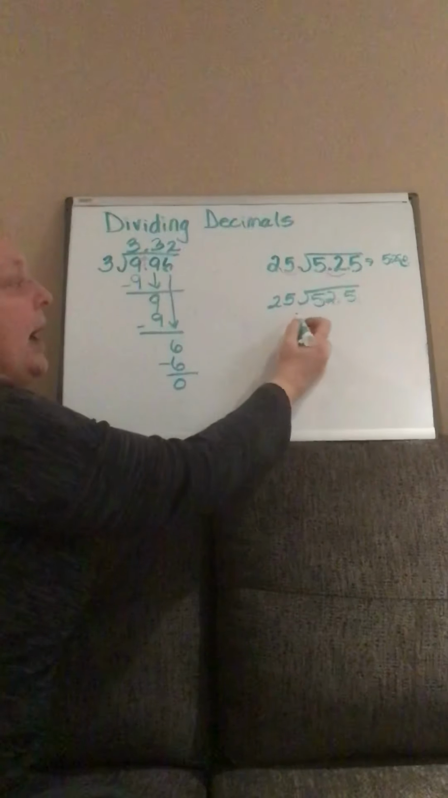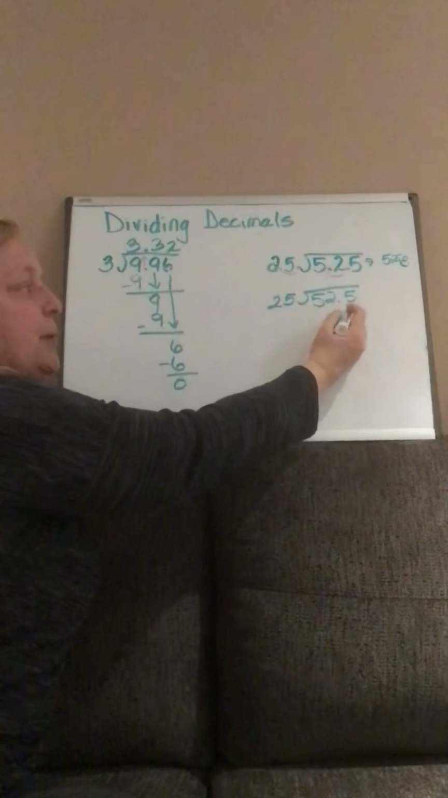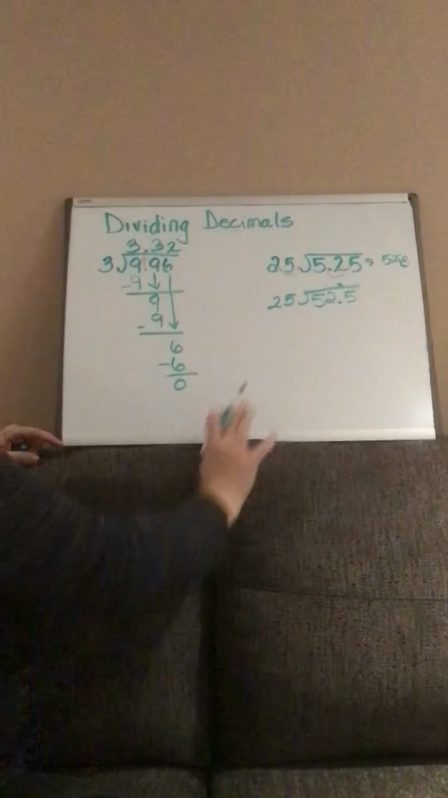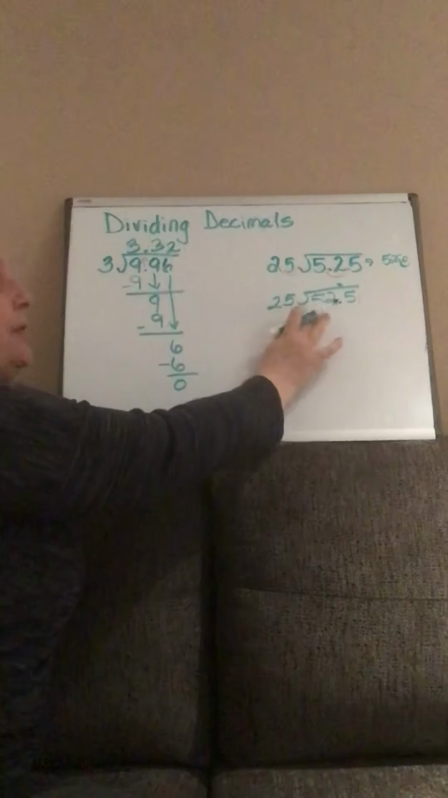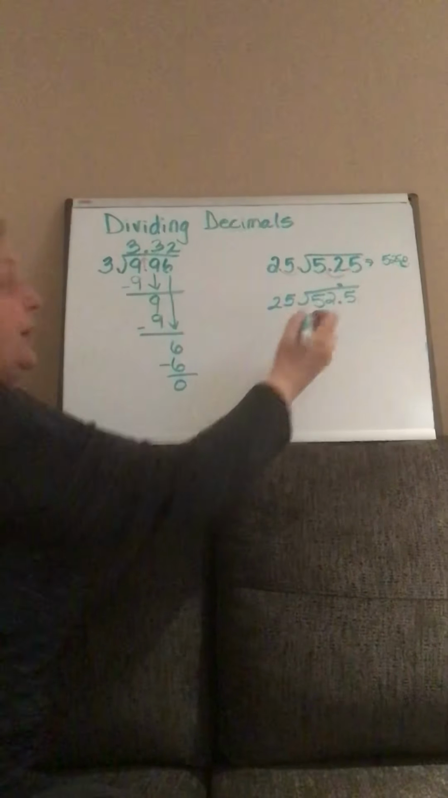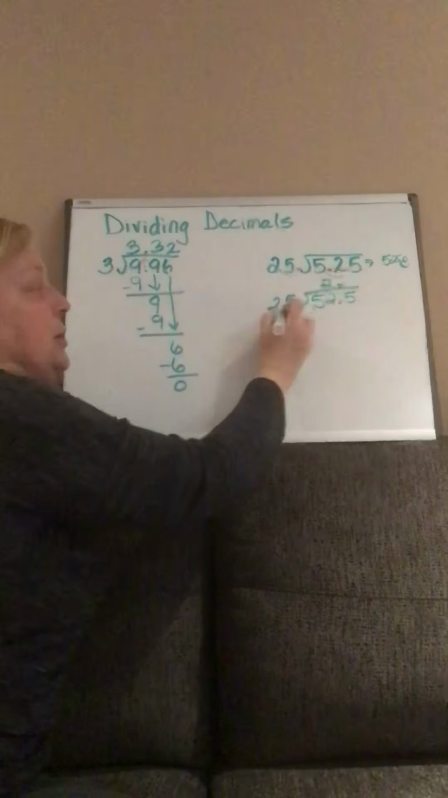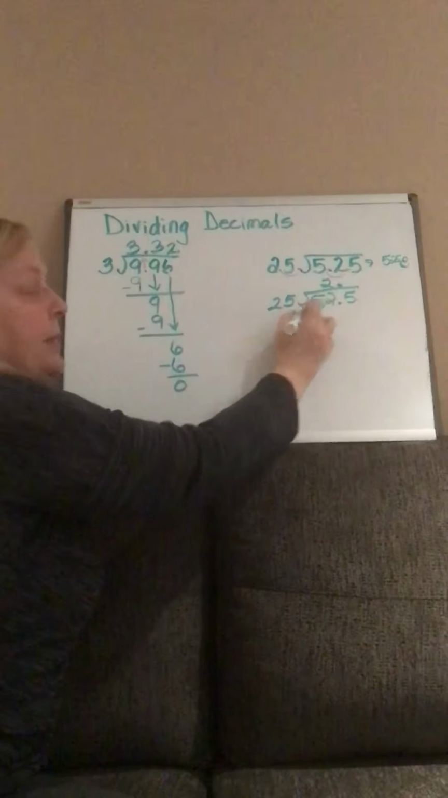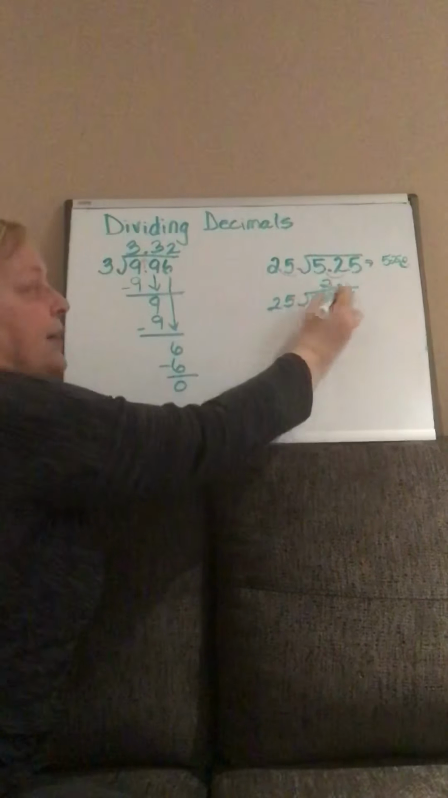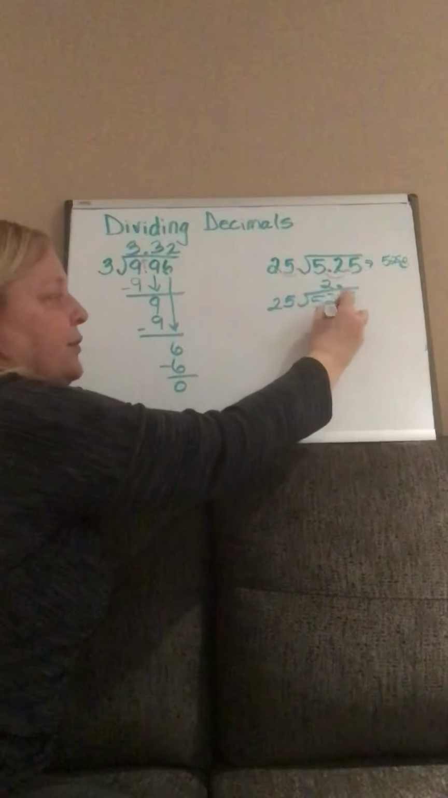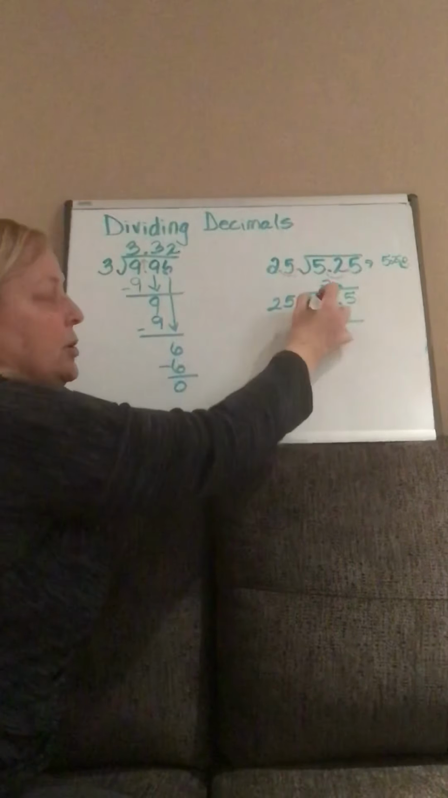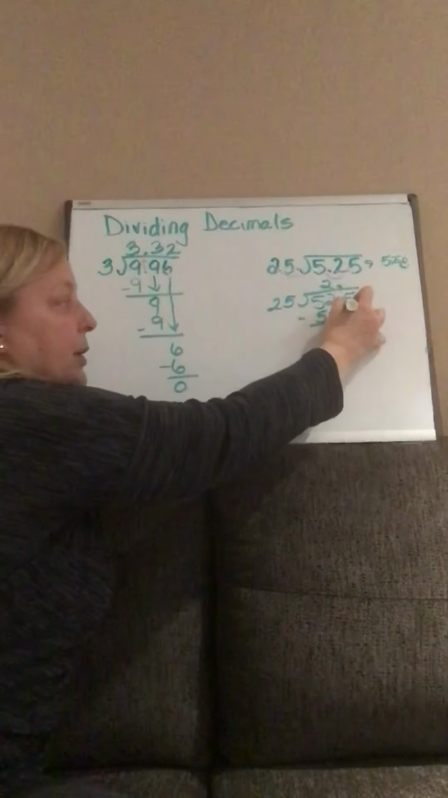And I'll show you an example of that when we're done this. So 25 divided into 52.5. Notice the decimal, I'm writing it right above. How many times does 25 go into 52? Well, 25 and 25 is 50. So I put a 2 here. I didn't bother with this because I know that 25 doesn't go into 5. So 25 times 2 is 50. I subtract. 2 take away 0 is 2. 5 take away 5 is 0.